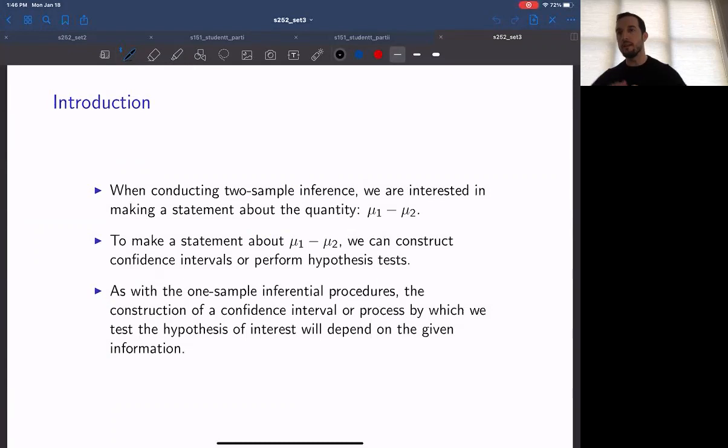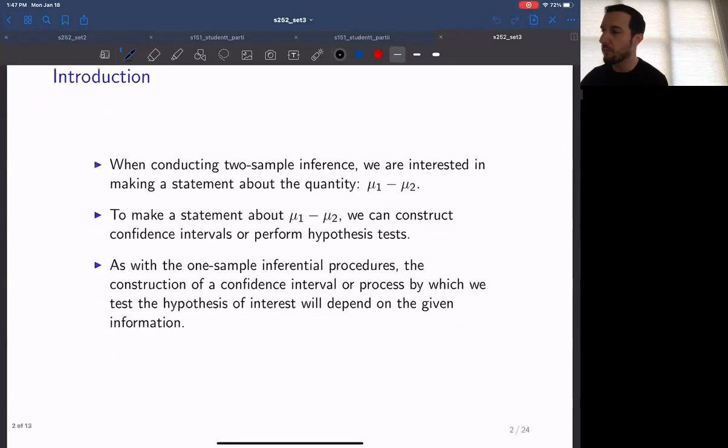All right, so what is two-sample inference? Two-sample inference refers to methods that we use to make statements about the population mean difference. So our focus in this unit is on either answering a question about mu1 minus mu2 or building a confidence interval for mu1 minus mu2. So when we are interested in conducting two-sample inference, we do it by comparing the difference of the two population means that we are studying.